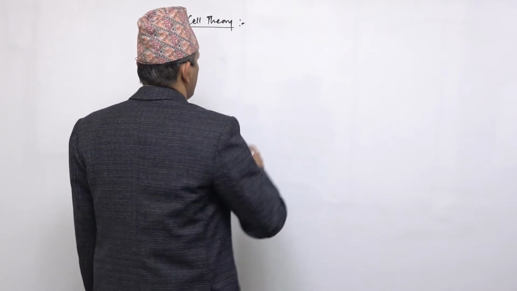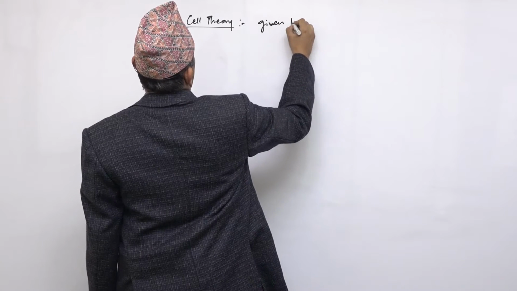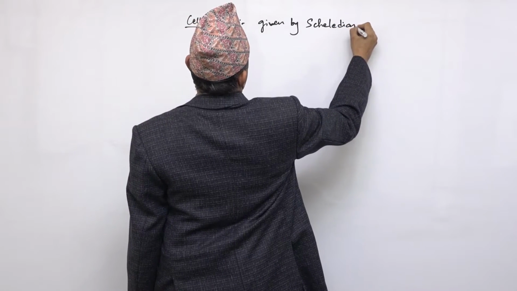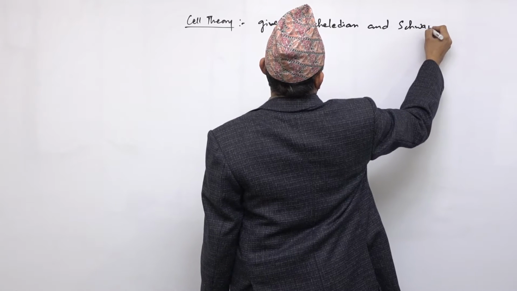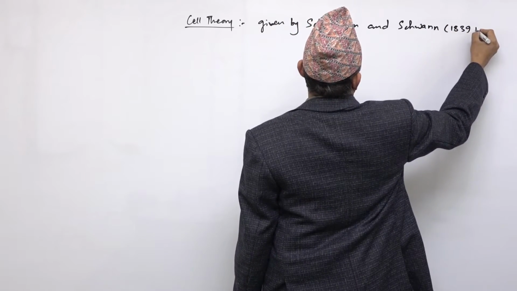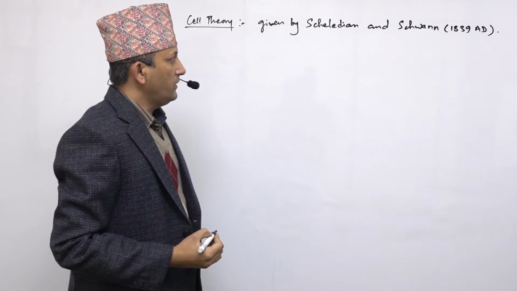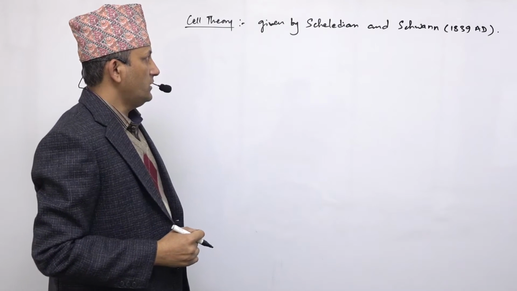So cell theory was given by Schleiden and Schwann in the year 1839 AD. In the year 1839 AD, Schleiden and Schwann, these two scientists, jointly proposed cell theory.